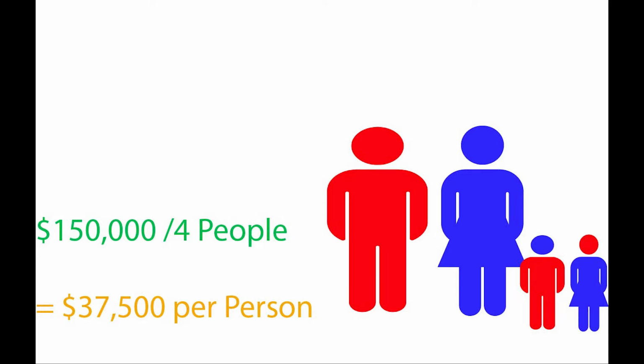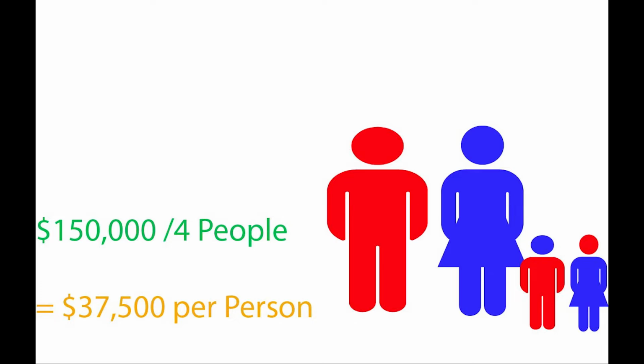So back to the numbers. We have $150,000 divided by 4 people. That gives us $37,500 per person. Now, okay, this is a visual example using an unemotional, matter-of-fact, and scientific method that is intended to demonstrate how a theory works out, right?